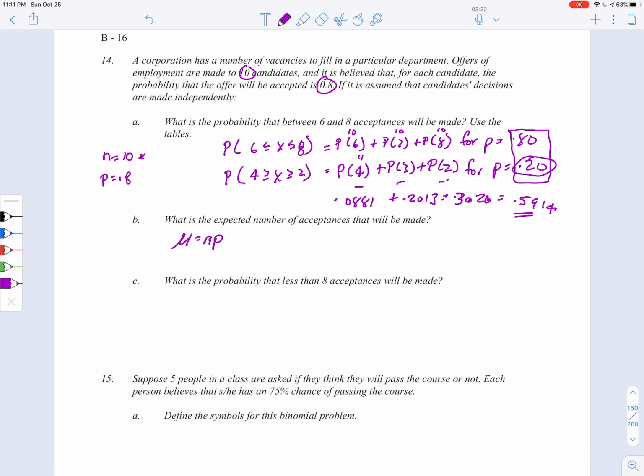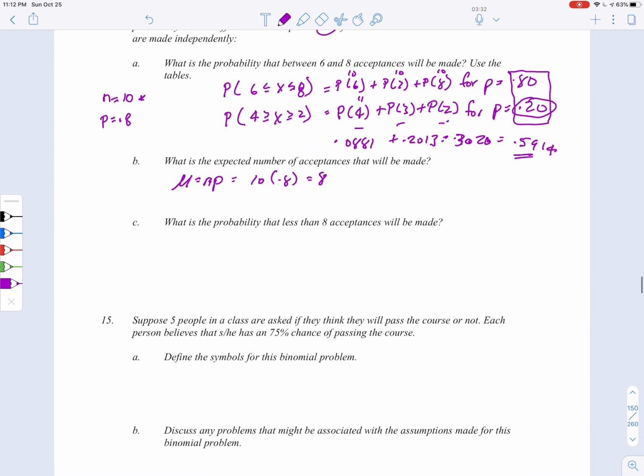What's the expected number of acceptances that will be made? Well, this is a binomial distribution, so it's just simply equal to n times p, which is 10 times 0.8, which is equal to 8. So remember, what we're saying is that there's an 80% chance that each person will accept, and there's 10 people, so 80% of 10 is 8.